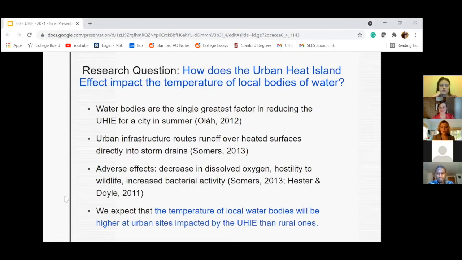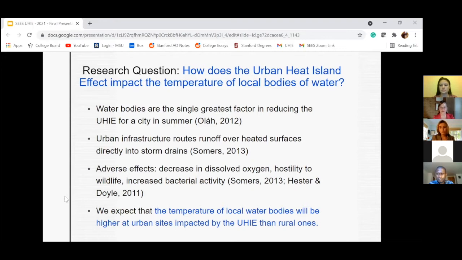Additionally, when it rains, urban infrastructure like concrete and asphalt heats up that runoff as it flows into storm drains and then into streams and lakes without being given a chance to soak into the ground and cool off. We also asked this question because when water heats up, it hurts the ecosystem. Hot water can hold less dissolved oxygen, and there are fewer organisms adapted to higher water temperatures, and it does benefit bacteria, which can increase their decompositional activity and create harmful chemicals in water bodies.